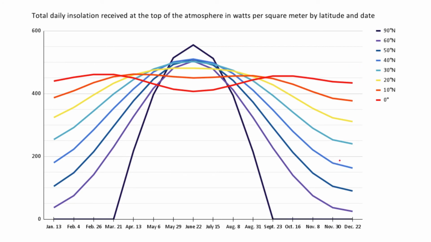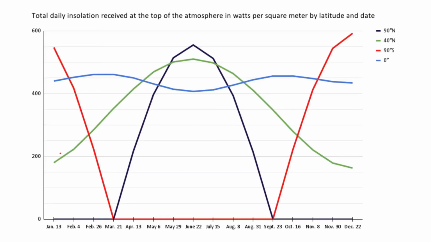I think we're this one. Yeah, we're that one, 40 degrees north. So you can see at 40 degrees north, we're getting fewer than 200 watts in the winter, and closer to 500 watts in the summer. So over 2 to 3 times as much energy in the summer as in the winter at 40 degrees north.